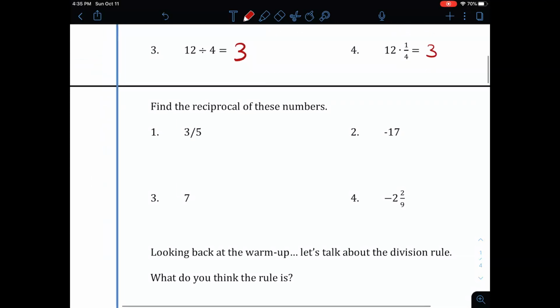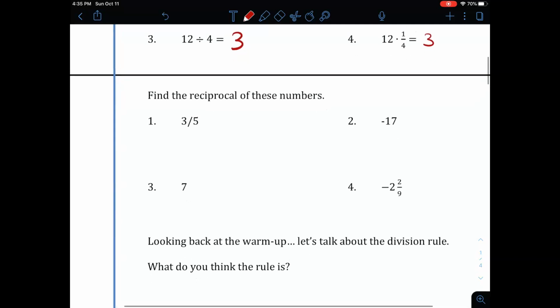So reciprocal just means we need to flip the numbers. So we had 3 over 5. What's the reciprocal of 3 over 5? We flip them, we're going to get 5 over 3. Go ahead and try the rest of them on your own.